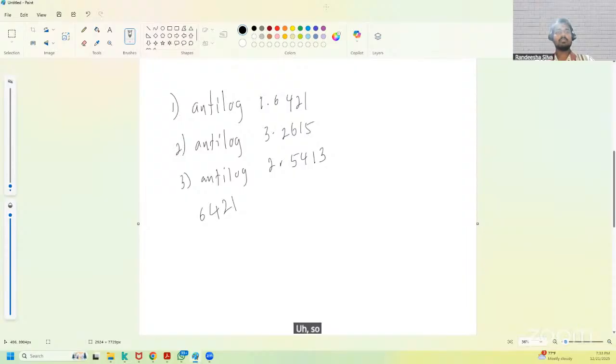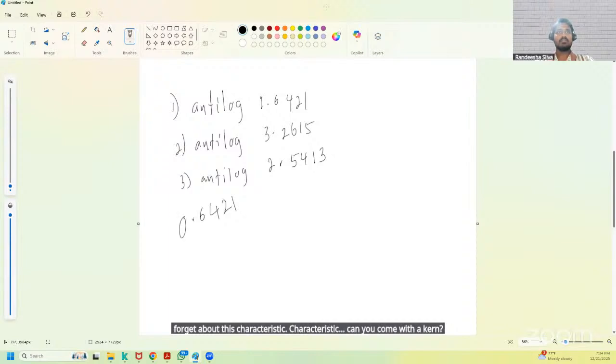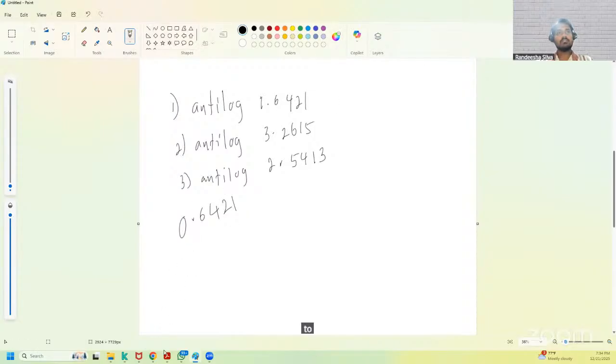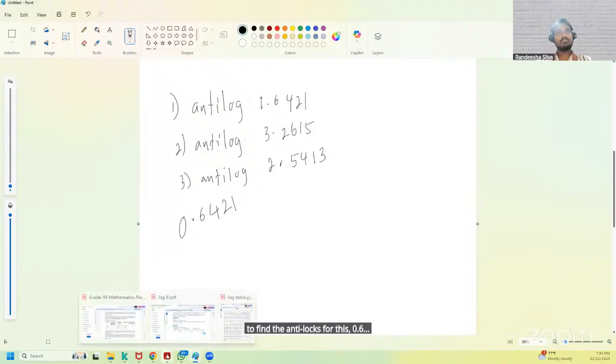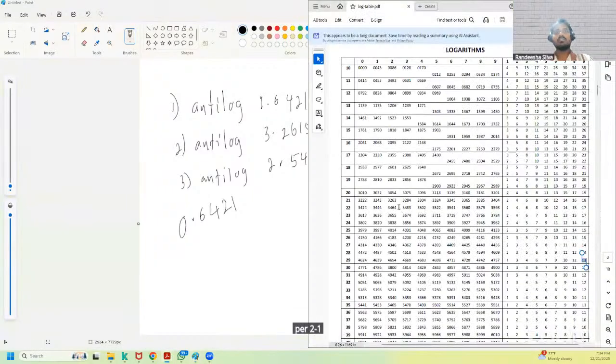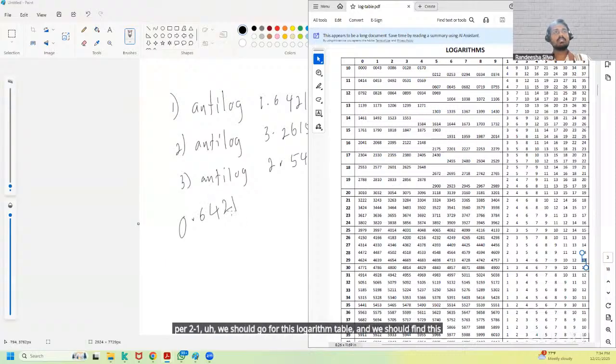The first step is we should forget about this characteristic. Forget the characteristic, then we go as 0 point, so find the antilog for 0.6421. For this, we should go to the logarithm table and find these four digits here.